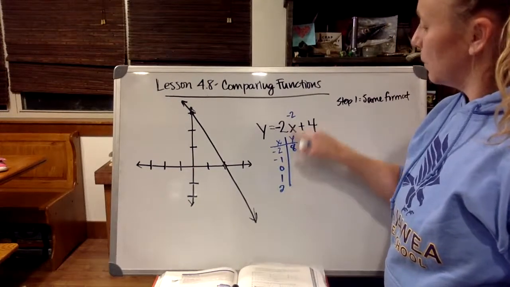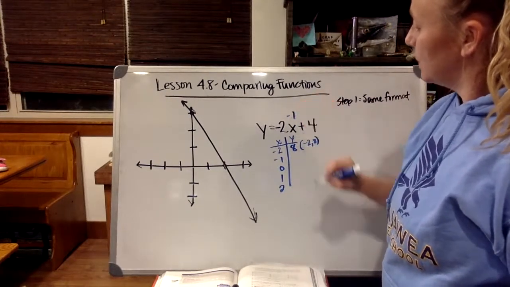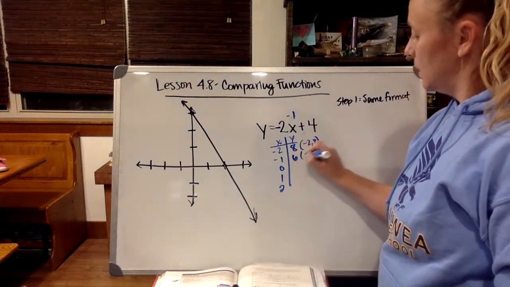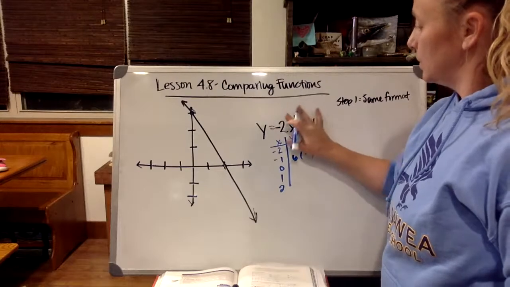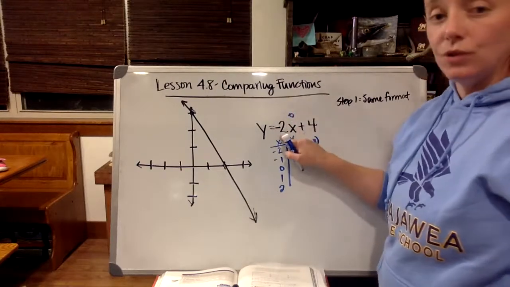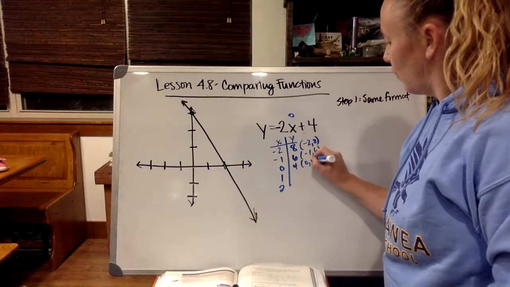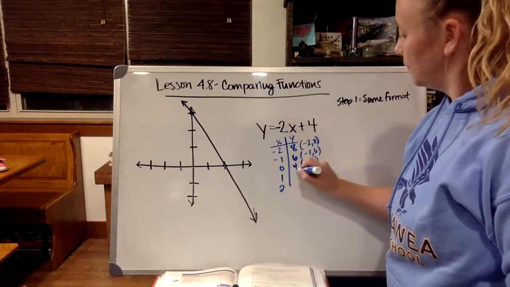I'm going to do the same thing with -1. -2 times -1 gives me a +2. 2 plus 4 equals 6. -1, 6. Do the same thing with 0. -2 times 0 is 0, plus 4 is 4. 0, 4.